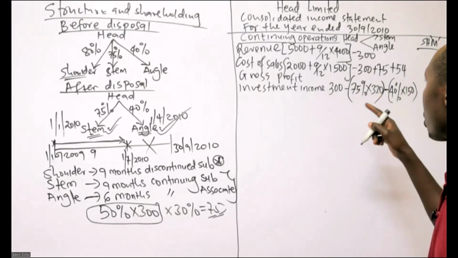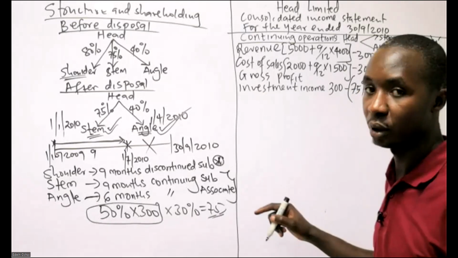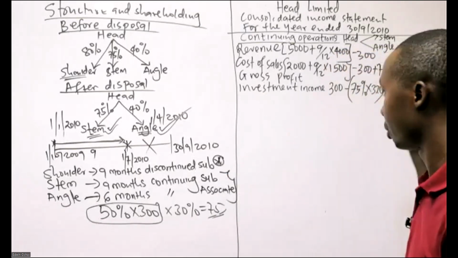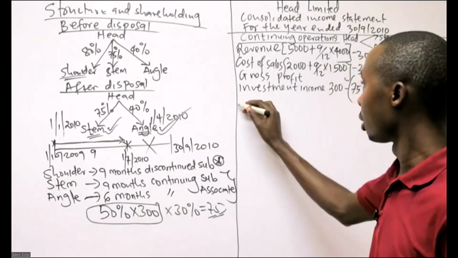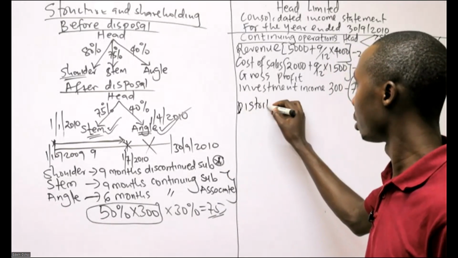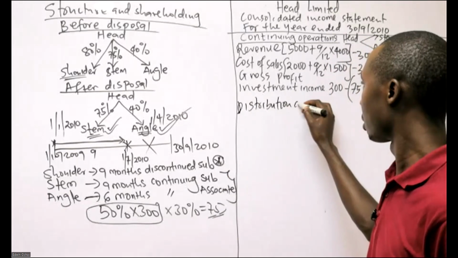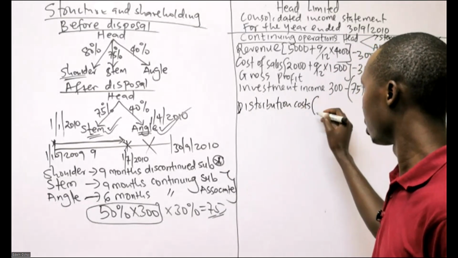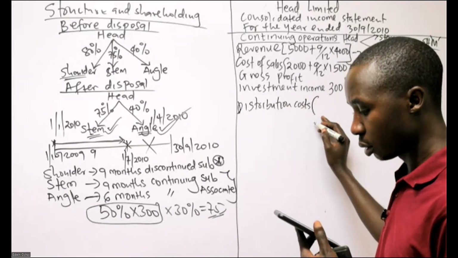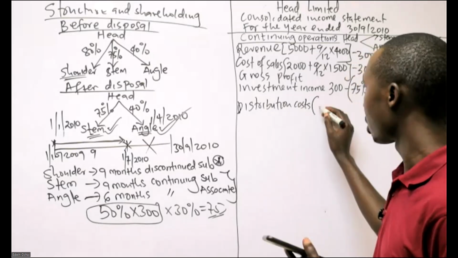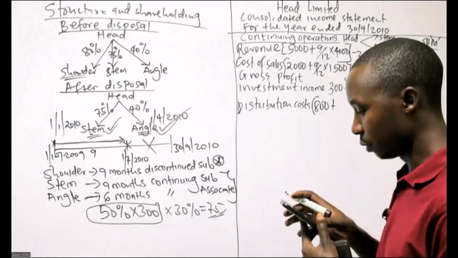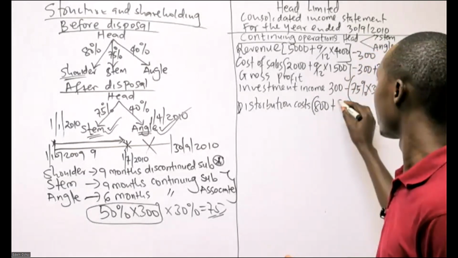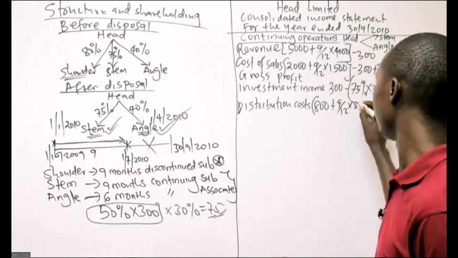You consider them to accrue throughout the year. You don't have to consider the aspect of time. Then we go to distribution costs. So the distribution costs is about 800 plus. For STEM is 850. So say 9/12 times 850.